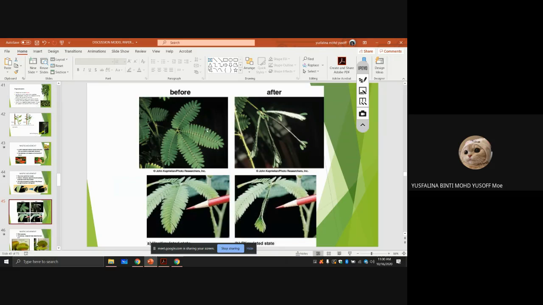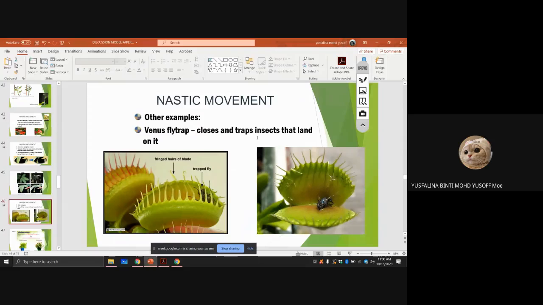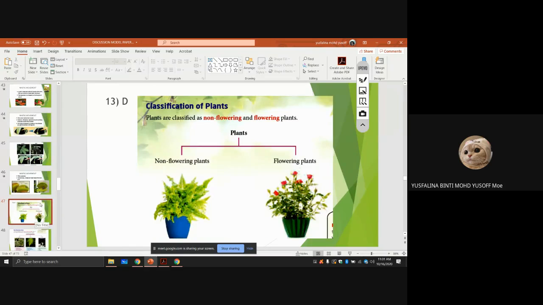Next one, this is the example. This is before. After you touch, it becomes like this. This is called nastic movement. And this one is also the Venus flytrap. This is to get food. When the fly goes inside the Venus flytrap, it will close, and then it will digest the fly. It will become the food for the plant.